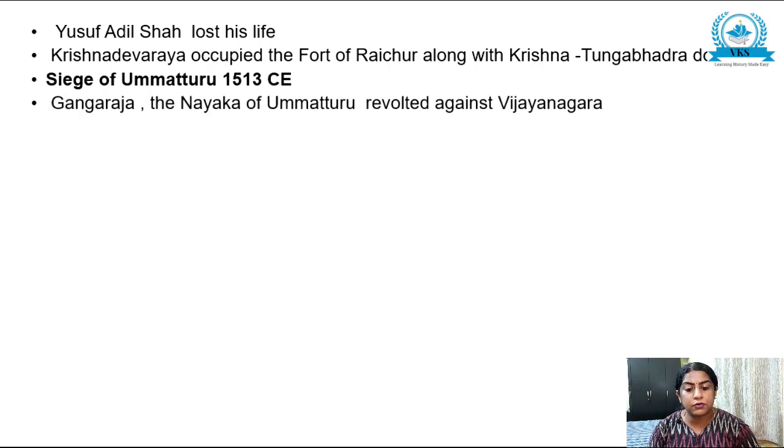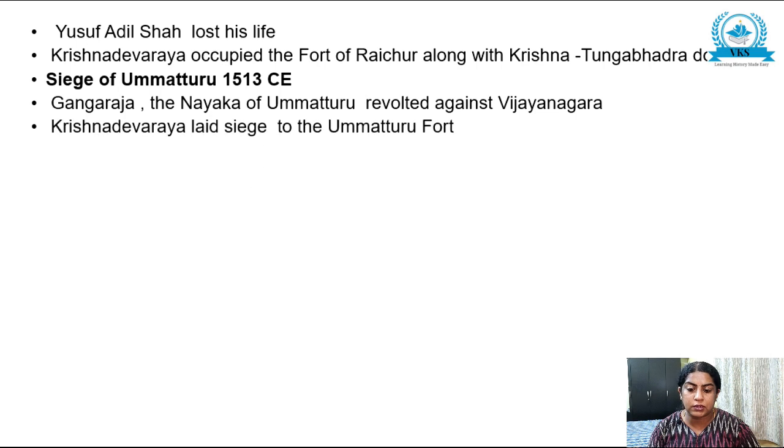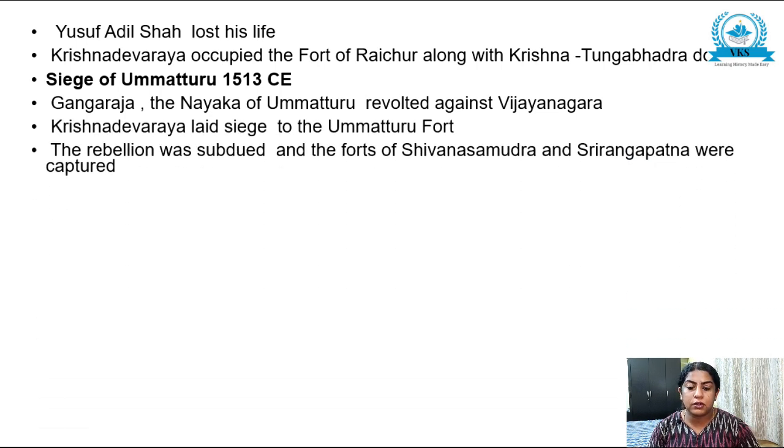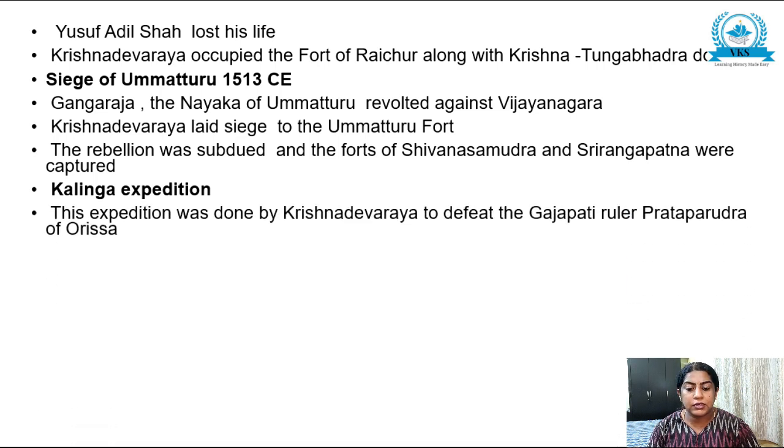Gangaraja, the Nayaka of Umaturu, revolted against Vijayawada. Krishnadevaraya laid siege to the Umaturu fort. The rebellion was subdued and the forts of Shivanasamudra and Srirangapatna were captured. Next is one of the most important parts in Krishnadevaraya's military achievements, that is the Kalinga expedition. This expedition was done by Krishnadevaraya to defeat the Gajapati ruler Prataparudra of Orissa.